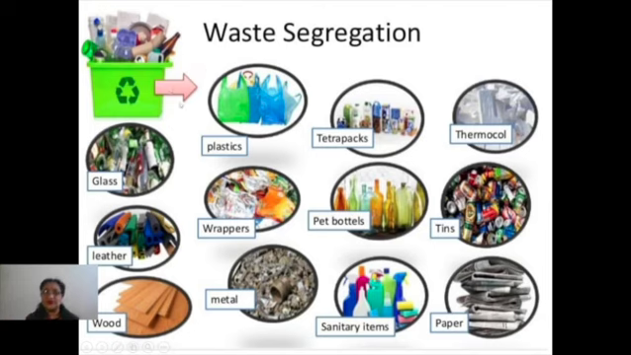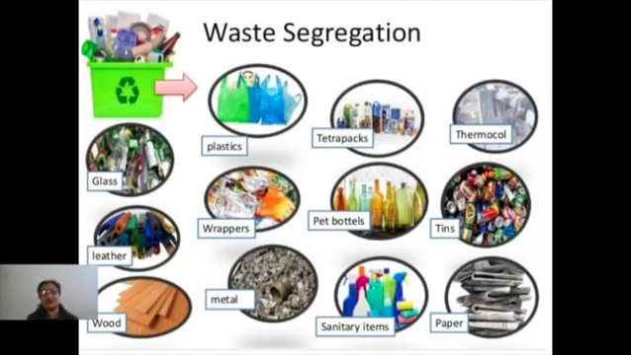The first stage. Then after segregation we find all the plastic waste has been collected at one place, right? Tetra packs at one place, thermocol at another place, glass bottles or glasses at one place. Then leather separate from the others, then wrappers, then PET bottles, then tins, paper again separated from it, then metallic items are separated. Okay, then wooden items are separated. So in this manner, once we segregate all the waste, the main problem that comes in front of us is how to manage the different types of waste. So that becomes easier now.